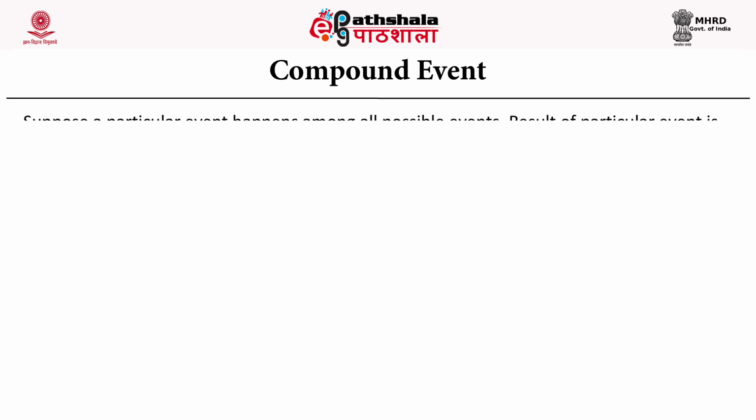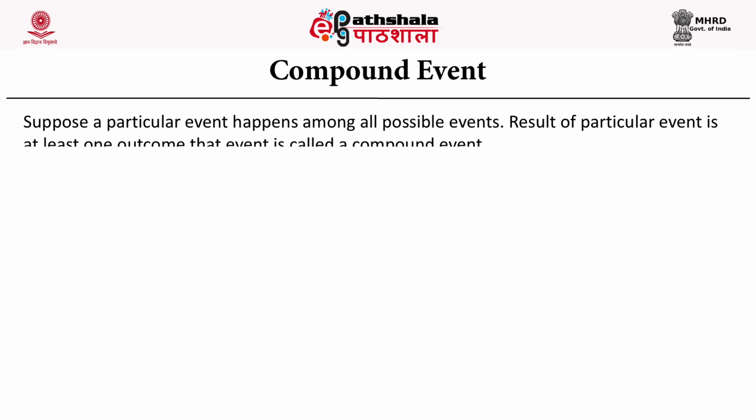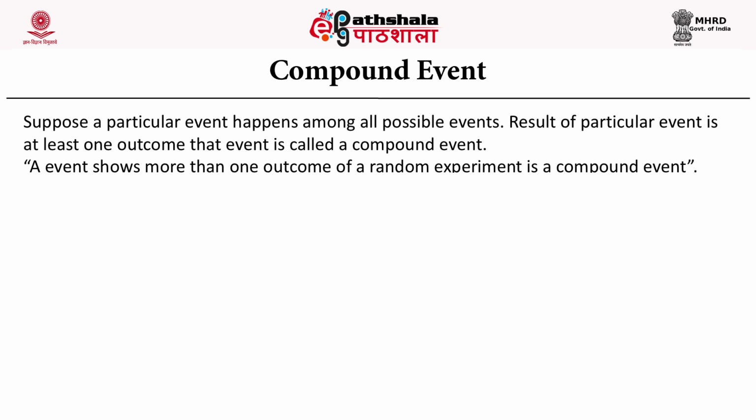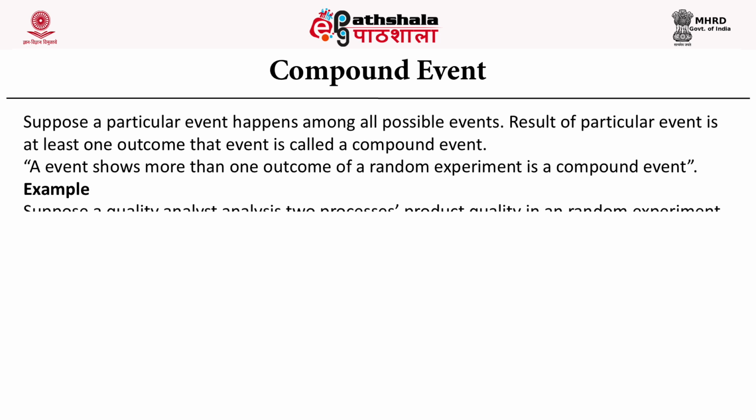Suppose a particular event happens among all possible events, and the result of that event is more than one outcome; that event is called a compound event. An event that shows more than one outcome of a random experiment is a compound event.